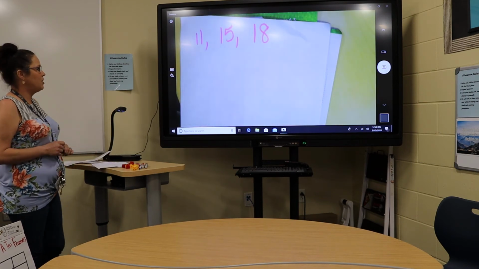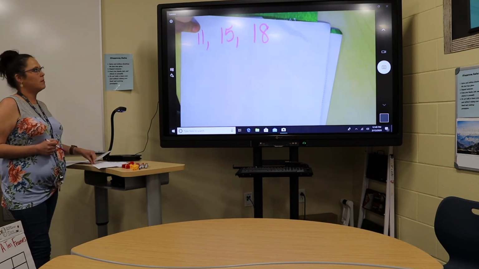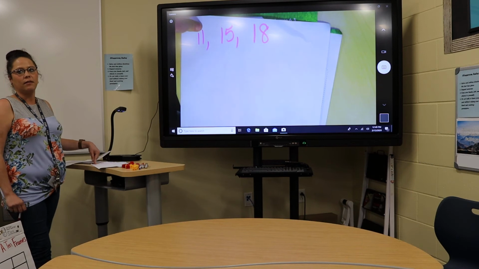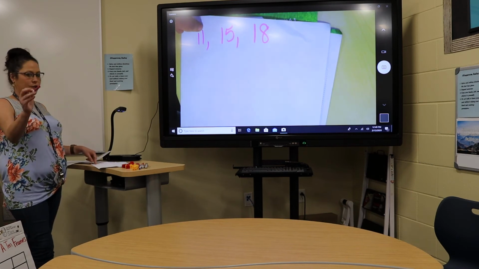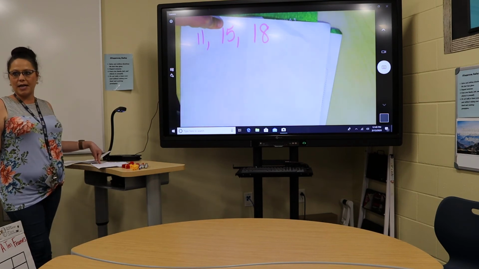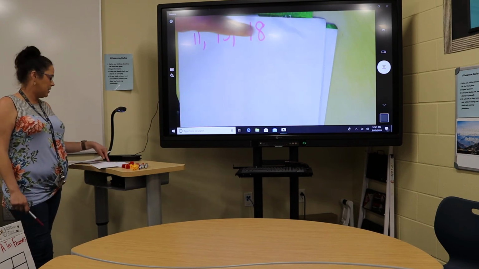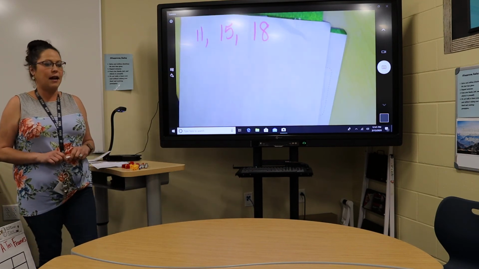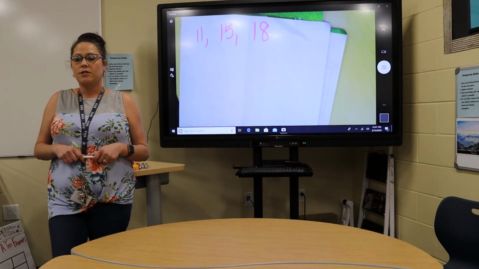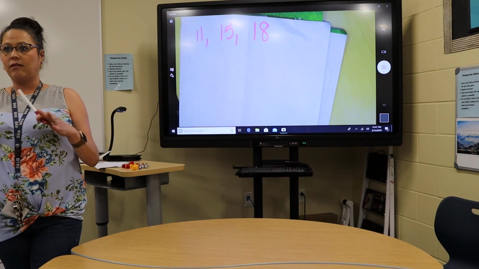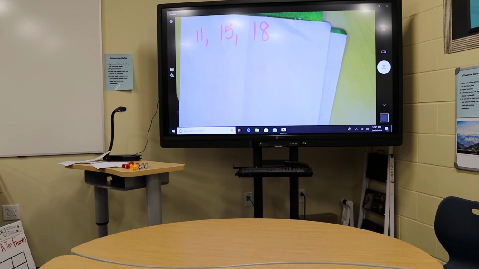Table 1, I want you to complete or make me a tens frame with the number 11. Table 2, I want you to do a tens frame with the number 15. And table 3, I want you to do me a tens frame with the number 18. And I want y'all to work together in groups. So if you have any questions, y'all can help each other figure it out and get better understanding with it.